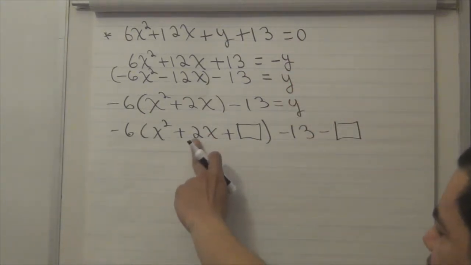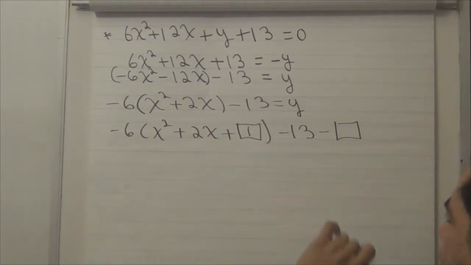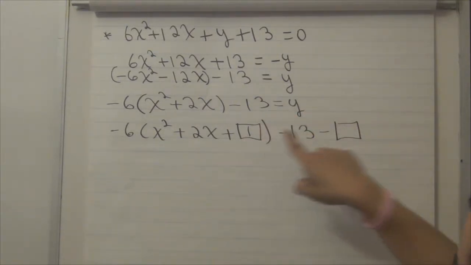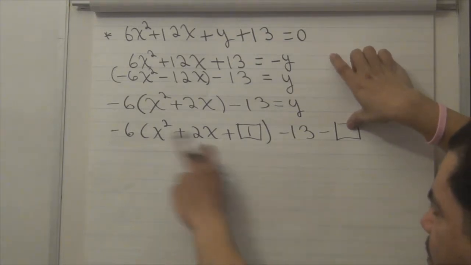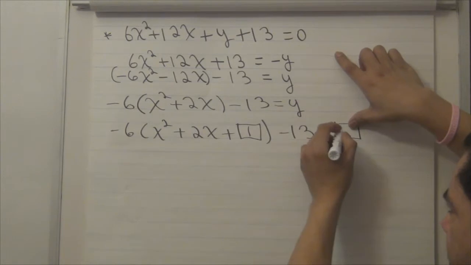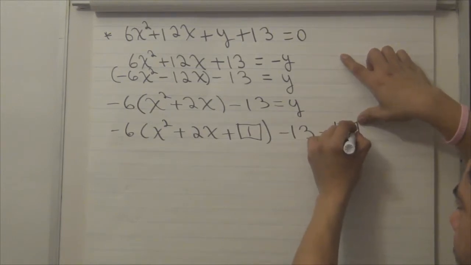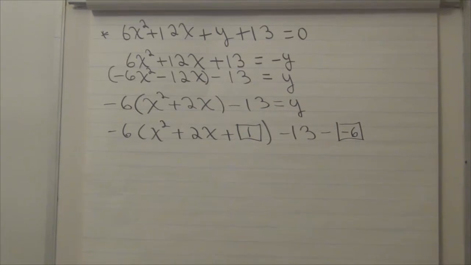Alright, half of the linear term, 1. Square 1. Now, watch out. So yes, I am going to also subtract the 1 from here, but not just the 1. Remember what I have outside here. So 1 times negative 6, I'm going to subtract 6. I hope you understand that. Alrighty, so now let's continue with this.